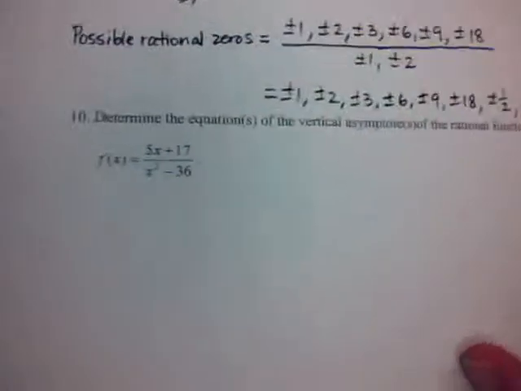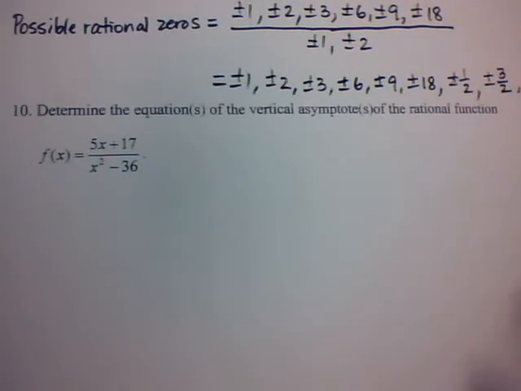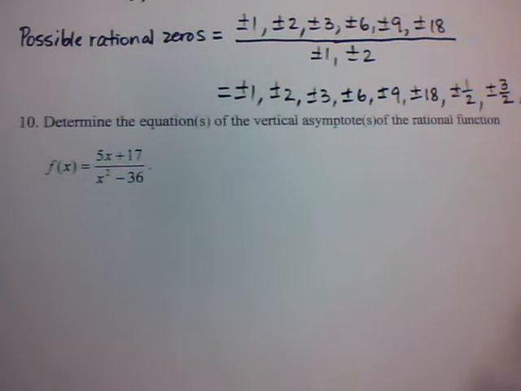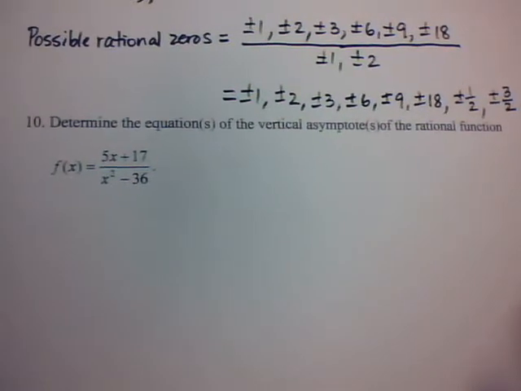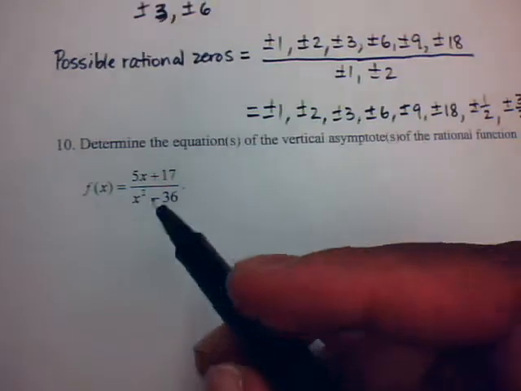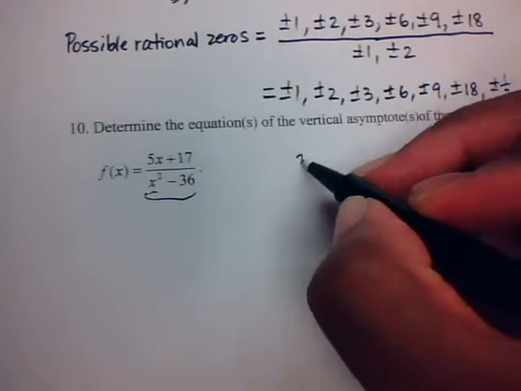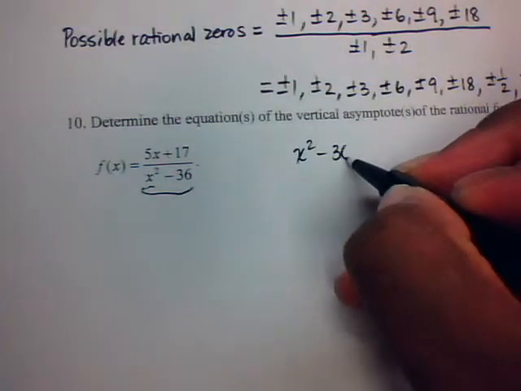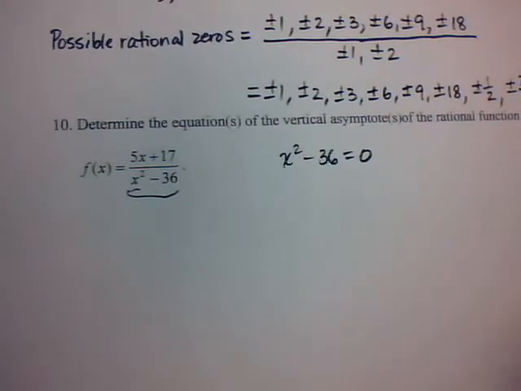Question number 10. Determine the equation of the vertical asymptote of the rational function f of x is equal to 5x plus 17 divided by x squared minus 36. In this case, to find the vertical asymptote, we set our denominator, which is x squared minus 36, equal to 0, and solve for x.